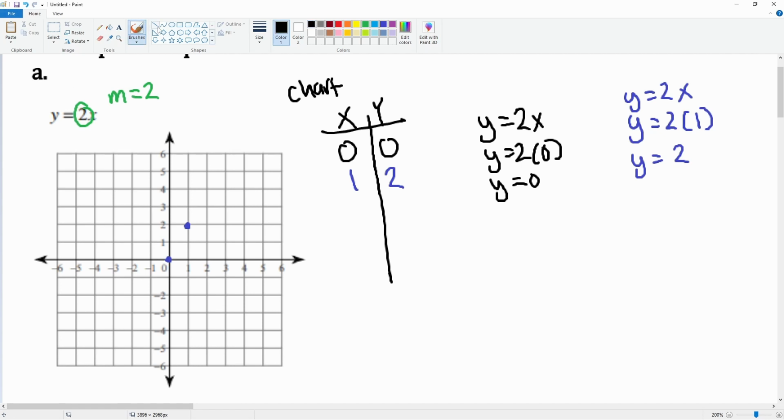Right, so now we can connect it. So here you go, and then here's the other end. And that is how we graph the line, making a chart.